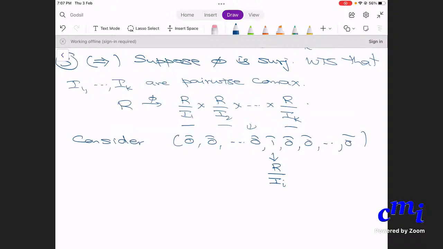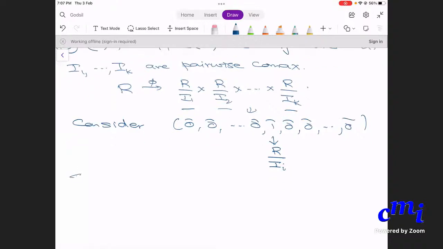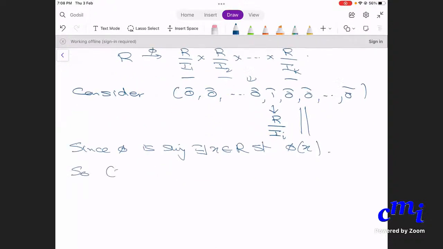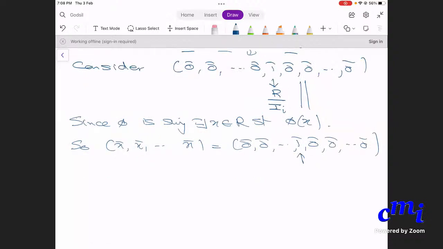But phi is surjective, we are assuming, which means there must be some element in R such that phi of x equals this. Since phi is surjective, there exists x in R such that phi of x equals this element. But we also know that phi of x is x bar, x bar, x bar. So x bar, x bar, x bar equals 0 bar, 0 bar, except a single 1 bar. So what does this equation mean?